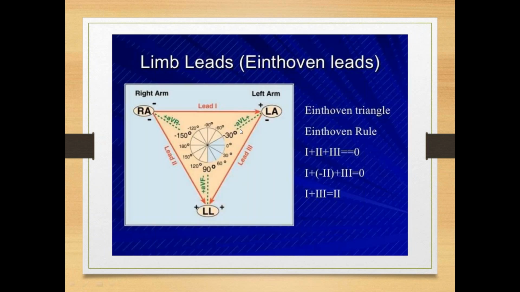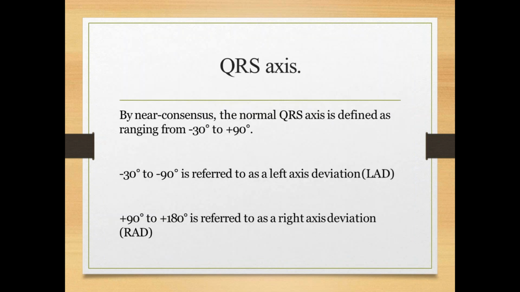Again, this is the Einthoven's triangle. The light blue colored part is the normal axis of the heart. Minus 30 or 0 degrees to 90 degrees is the normal axis of the heart. The normal QRS axis is defined as ranging from minus 30 to plus 90. Minus 30 to minus 90 is referred to as the left axis deviation, and plus 90 to 180 is referred to as the right axis deviation.